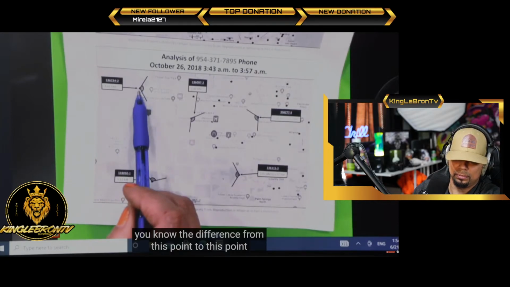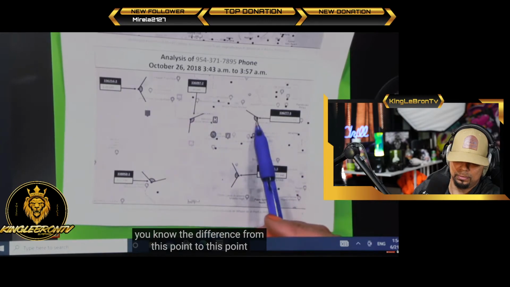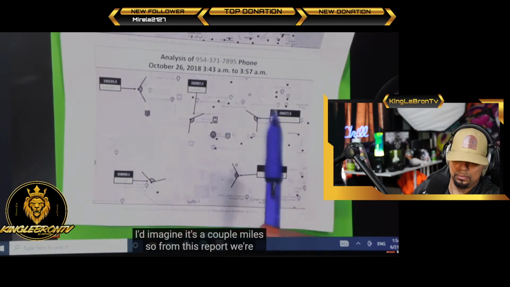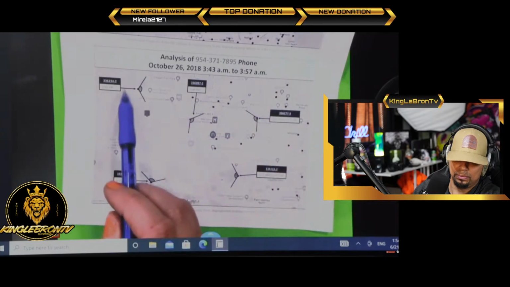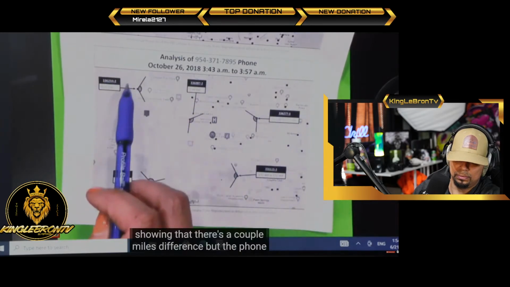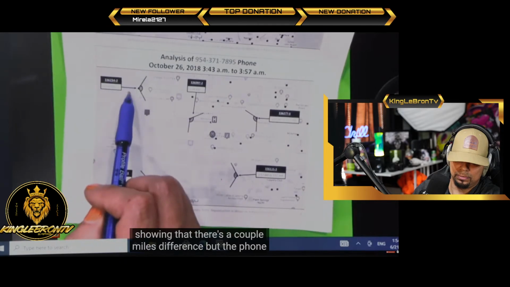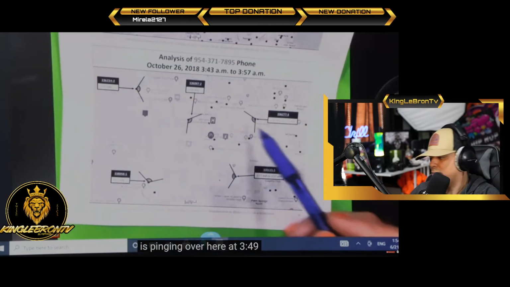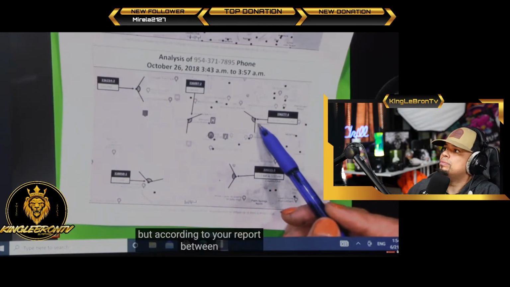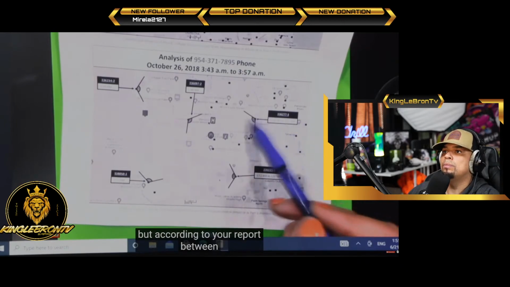Do you know the difference from this point to this point? I'd imagine it's a couple miles. So from this report, we're showing that there's a couple miles difference, but the phone is pinging over here at 349, but according to your report, between 343 and 352, it's pinging here.